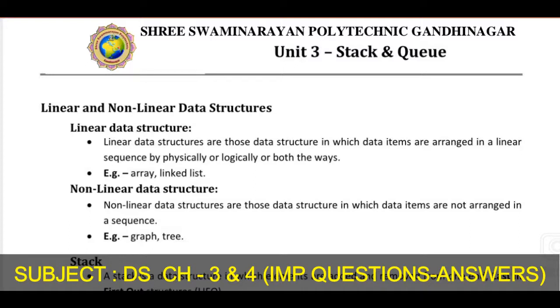Then the second one is a non-linear data structure. Non-linear data structures are those data structures in which data items are not arranged in a sequence. It means that whenever data is stored in memory, it is not stored in a proper way; it is stored randomly. That is known as a non-linear data structure. For example, graph as well as tree.